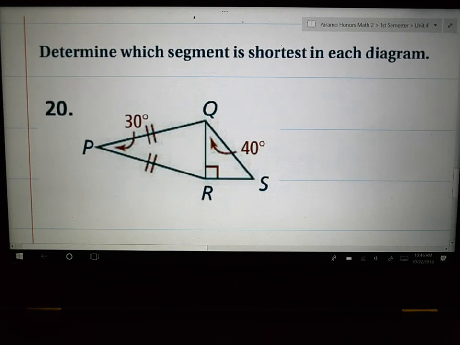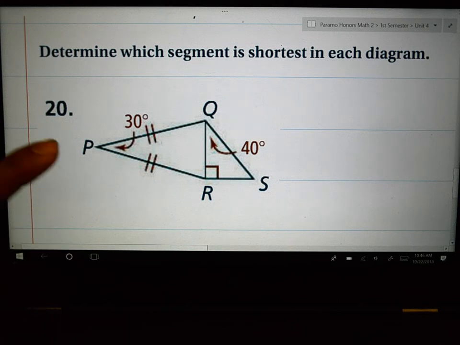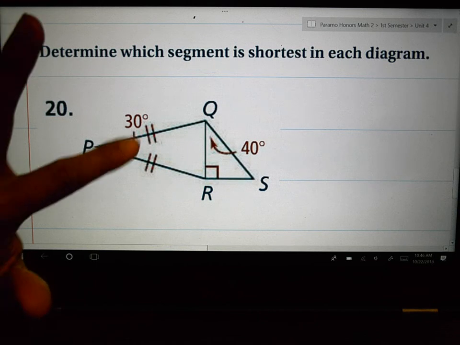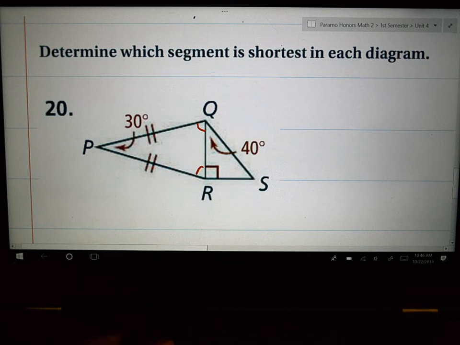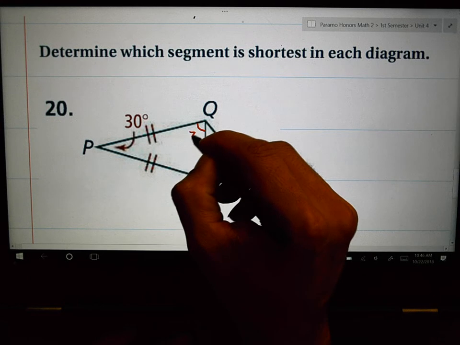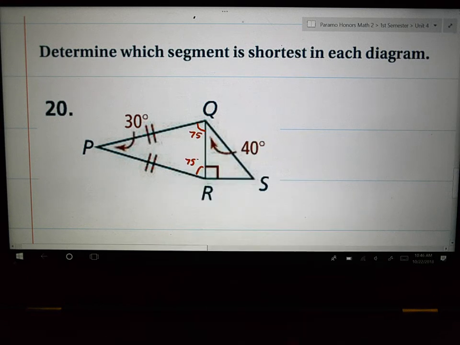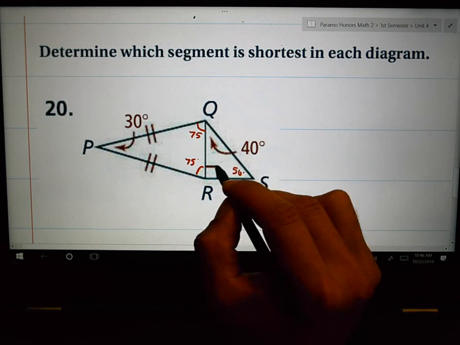When I look at number 20, there's a few things that jump out at me. The first thing is that they give me a 30-degree angle and it's isosceles, so I know that this has to be the same as this by the isosceles triangle theorem, and that there's 150 degrees left in this triangle, and 150 divided by 2 is 75 and 75. So I'm going to start off by finding all the necessary or the included angles there. I'm also going to find the angles over here. This is 50, 40 makes 90, and then another 90 makes 180.